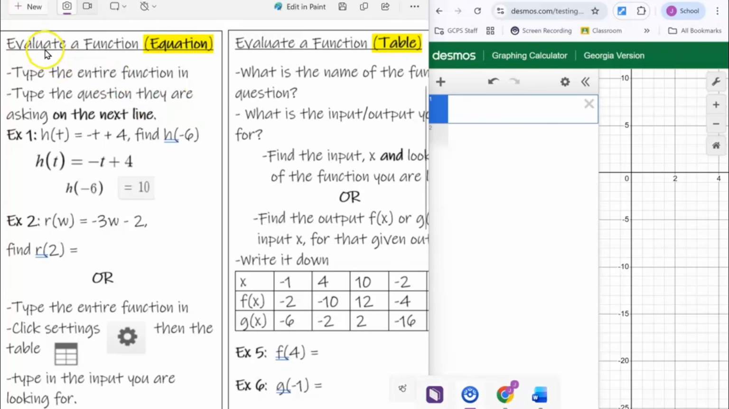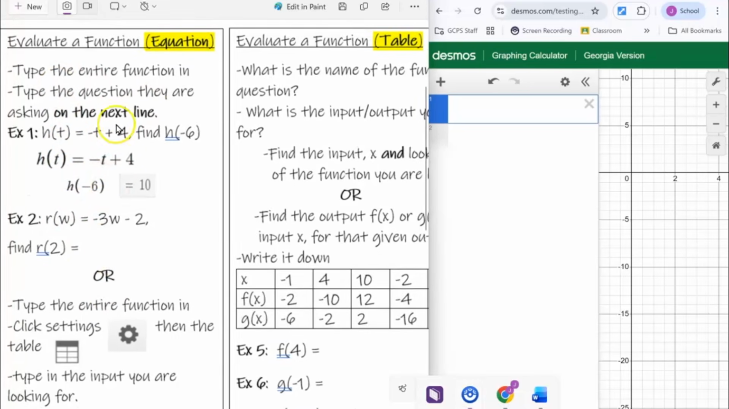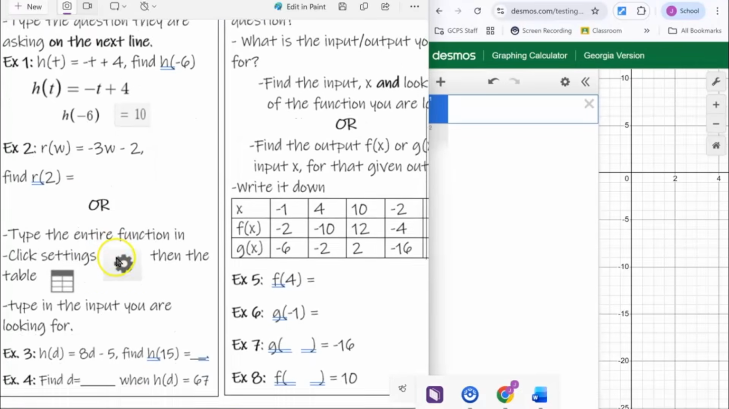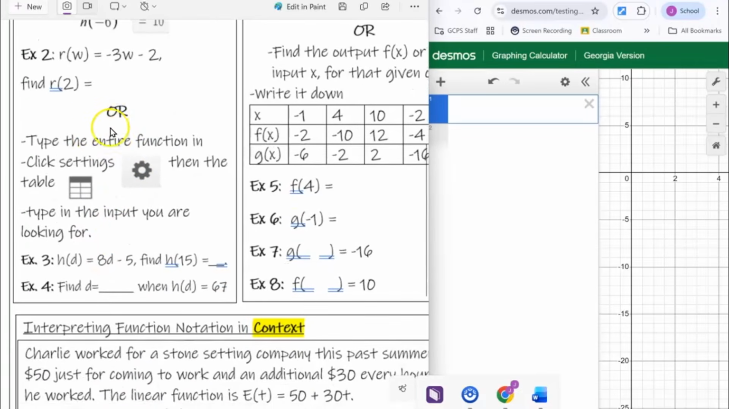Right, we're going to talk about how to evaluate a function from an equation as well as from a table, because both of them are very similar processes. So we'll start off with an equation. I'm actually not going to do this first way. I'm going to start where it says "or". You can do this if you want to, but because we've been doing table a lot, we're just going to do it from a table.